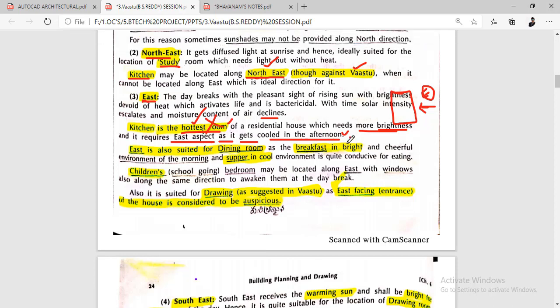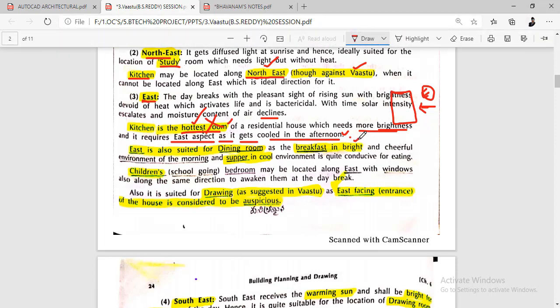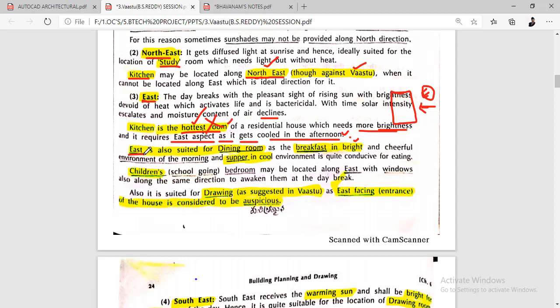Breakfast in the morning, and in the afternoon too, whenever we are eating, if it is disturbed by the sun and hot conditions, that's not pleasant for us. We need the coolest place. So if it is east, when taking breakfast in the morning it will be bright, and in the afternoon it will be cool. In the evening there is no need to worry about anything, and we can have supper in a cool environment.